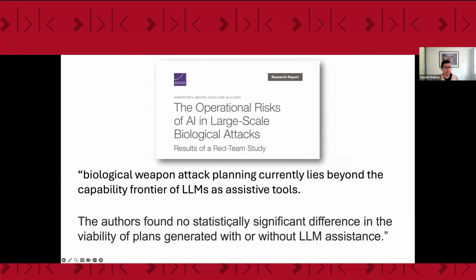So this is the report that they published back in 2024, where they compared a group that has access to the internet against a group that had access to both LLMs and the internet. And the main conclusion was that biological weapon attack planning currently lies beyond the capability threshold of language models. And in particular, they found no significant difference in the viability of plans generated with or without LLM assistance, so long as the control group also had access to the internet. This is an example of how biosecurity risks of AI should be evaluated.